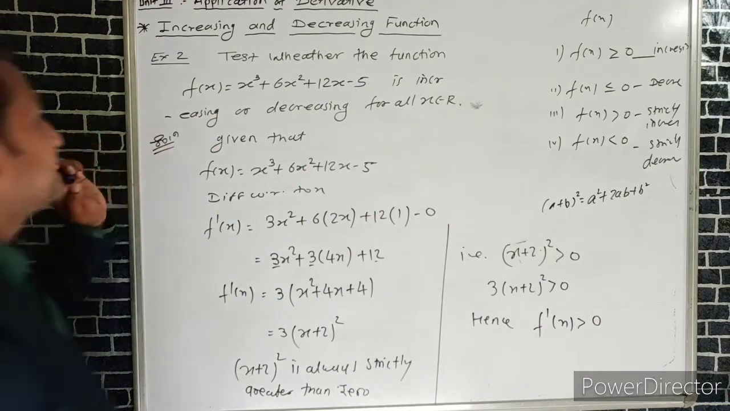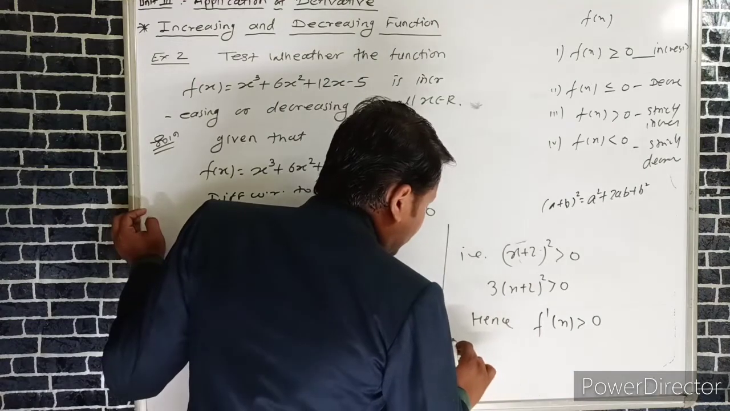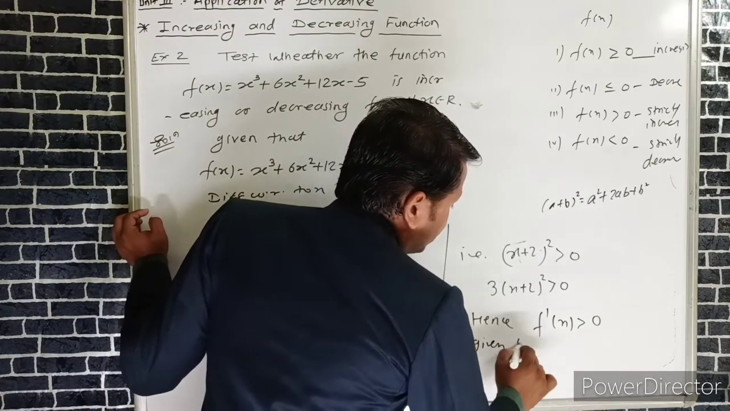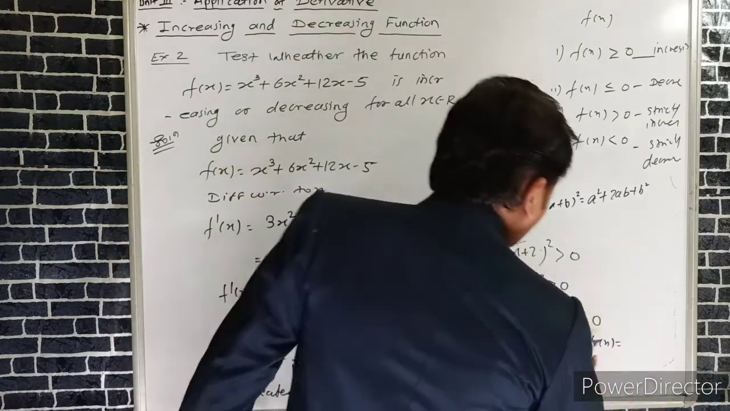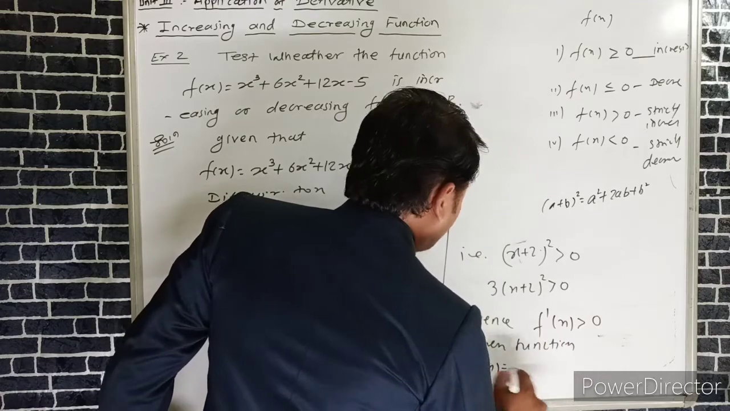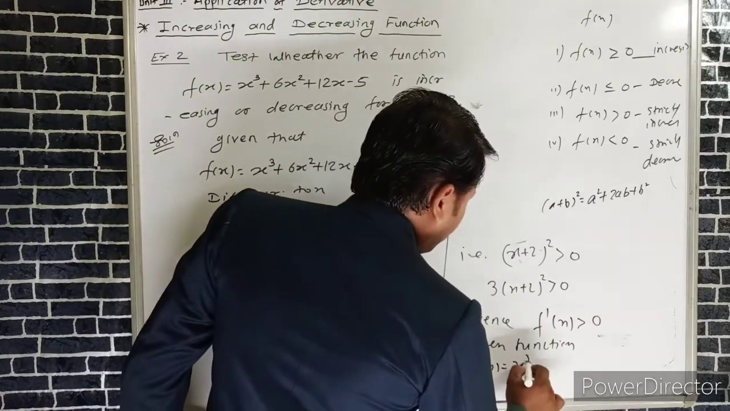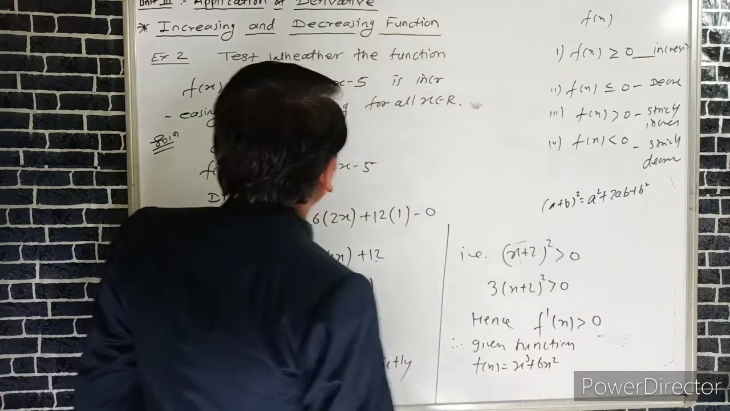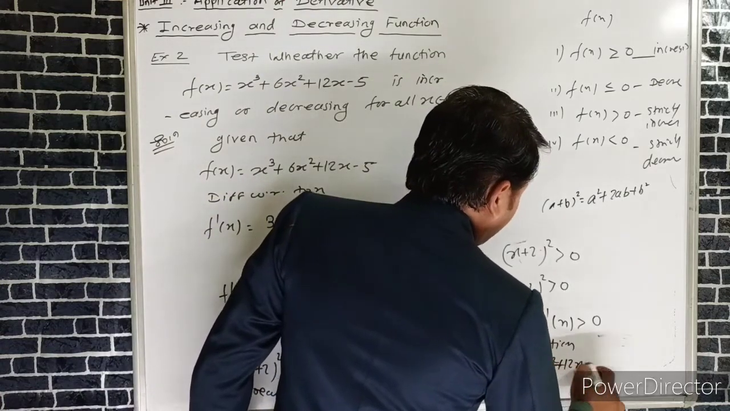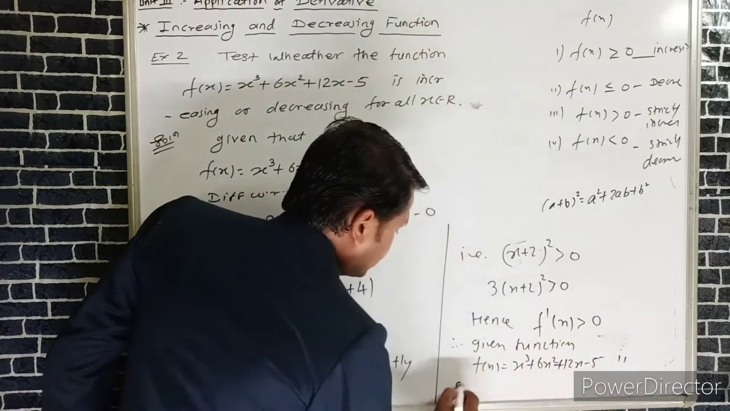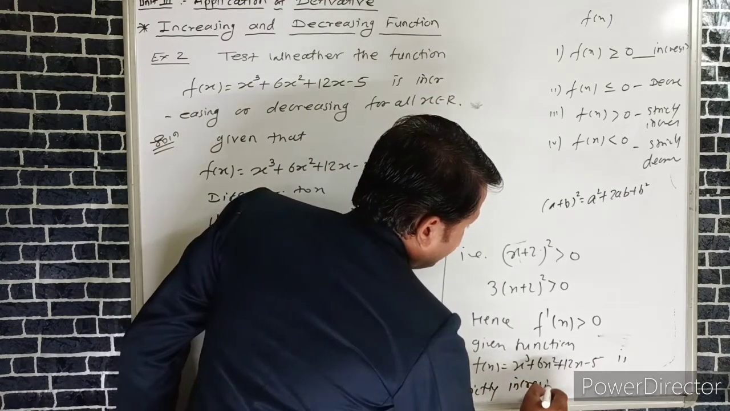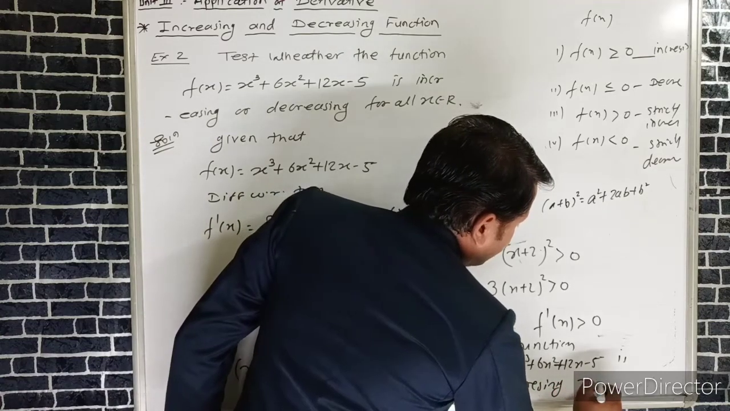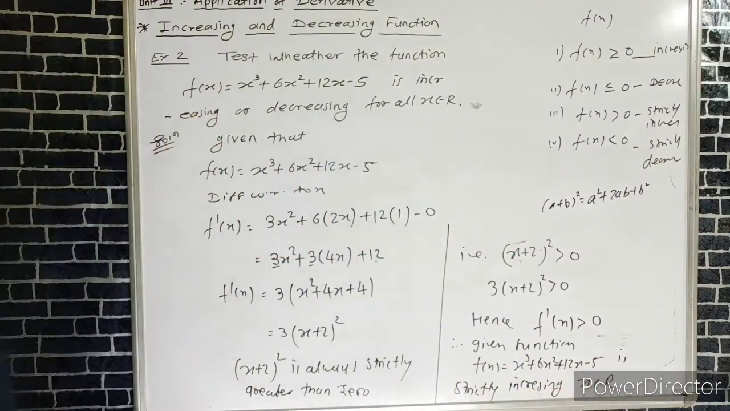Hence we can say that, therefore, the given function f of x is equal to x cube plus 6x square plus 12x minus 5 is strictly increasing, x belongs to real numbers.